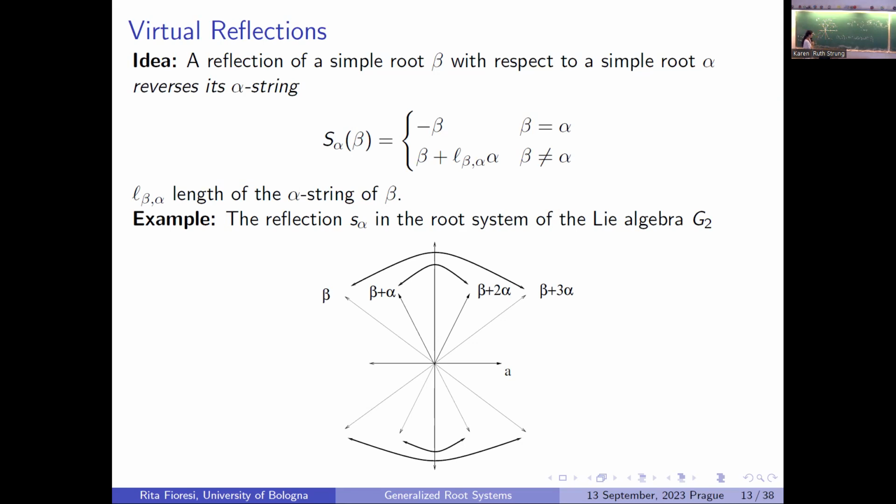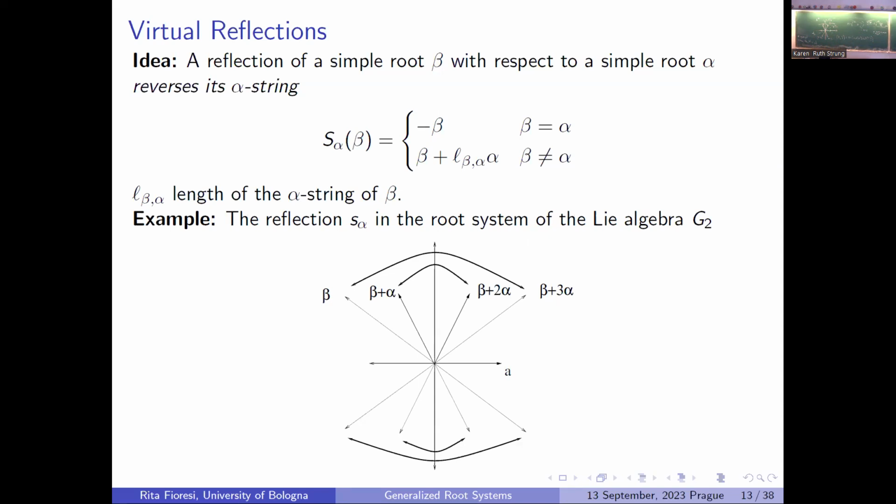So there is something called the alpha string of a root. You have a beta, and then you have a beta plus alpha, and then you have beta plus 2 alpha, and you keep going, right? So this is the alpha string. You sum a root to another one. And you can see experimentally, if you wish, that the reflections are switching the alpha strings. And this example of G2 shows it very clearly, right? If you reflect with respect to the alpha root, you switch that.